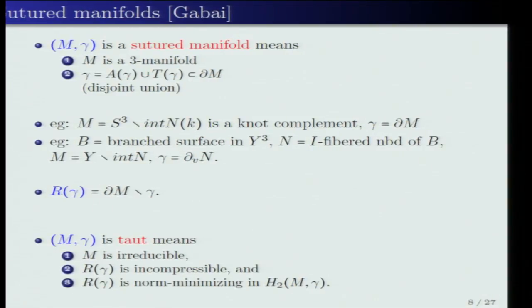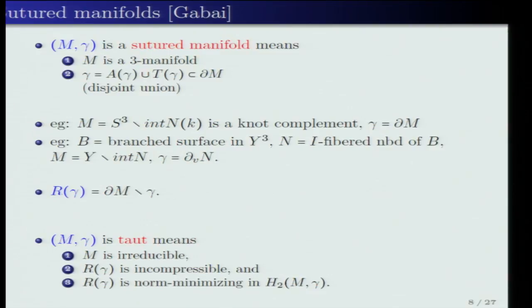One very common example of this is knot exteriors. We can take S3, drill out our knot, remove an open neighborhood of the knot, and then let gamma be the boundary of the neighborhood of the knot. Maybe a more interesting class of examples is to take a branch surface in the manifold Y, take an I-fibered neighborhood of that branch surface, and then M is just the complement of that special neighborhood of my branch surface. If you haven't thought about branch surfaces, I'll be talking about a bunch of examples and giving the definition later.